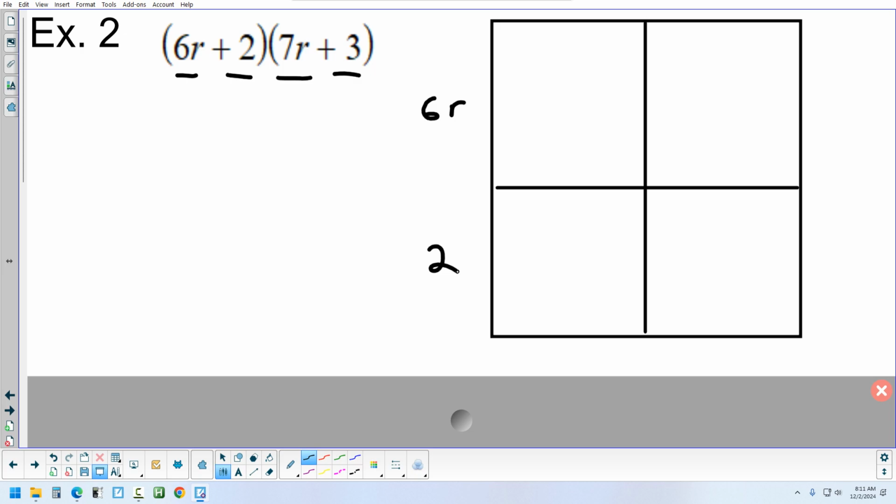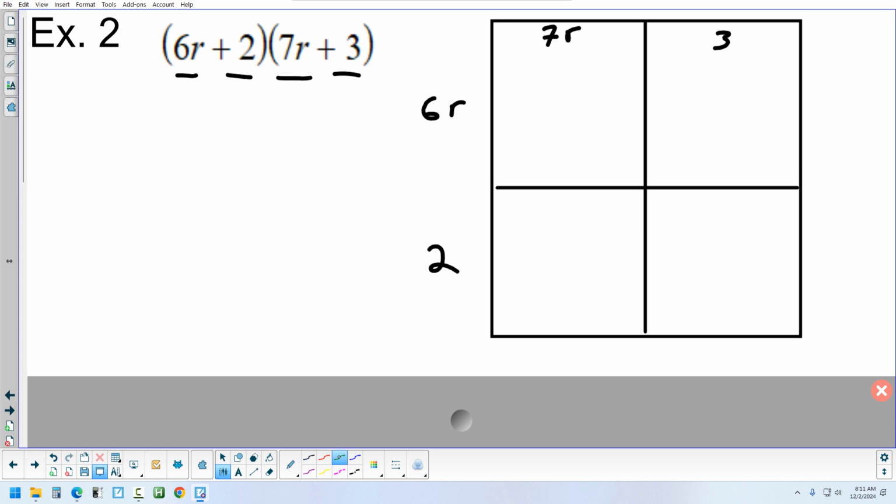So I'm going to put the 6r and the 2 going down. Can anybody tell me what's going to be the 2 that go across the top? 7r plus 3. 7r and the positive 3. 7r. I would normally write it outside the box. I don't have any space above it on my notes. Okay, so let's write down what we need to do in each box.